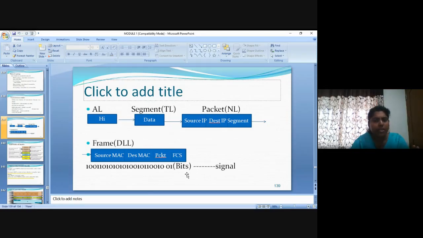Understood this much? I have told the functions of 4 layers today: the transport layer, network layer, data link layer, and the physical layer. Transport layer ensures process-to-process delivery. Network layer ensures source-to-destination delivery. Data link layer ensures node-to-node delivery or hop-to-hop delivery. Now, the physical layer is concerned with what type of signals you have to create, the synchronization, and the transmission mode. All that will be done by the physical layer.